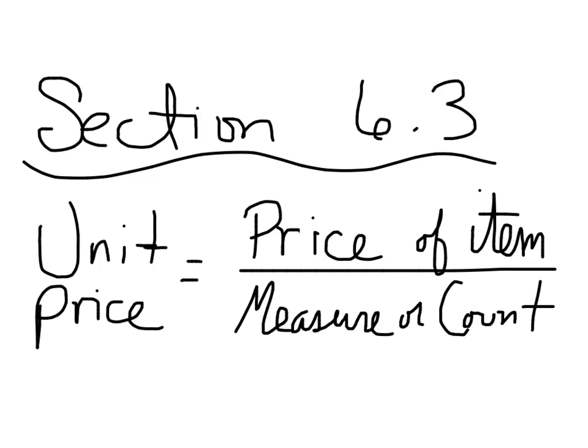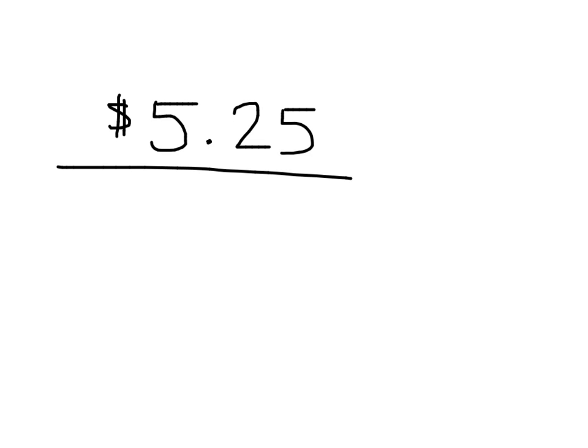The first one says a 4.5 pound chicken costs $5.25. So the first thing you do is put the $5.25 on the top, and the 4.5 pound chicken goes on the bottom.